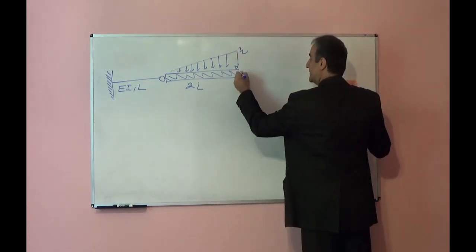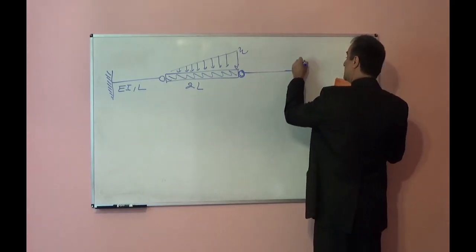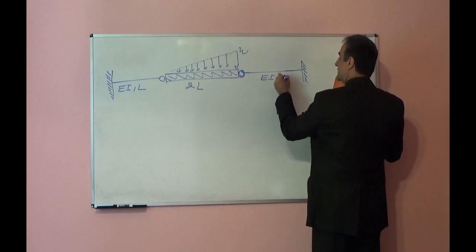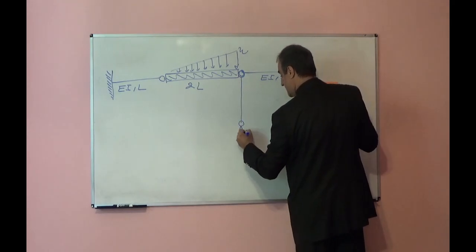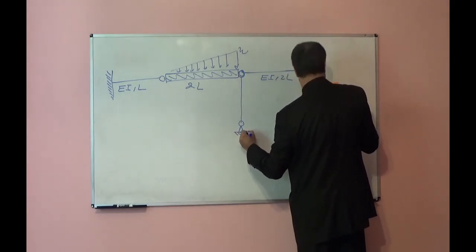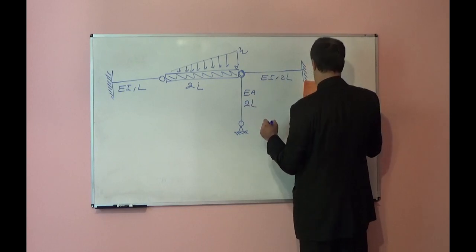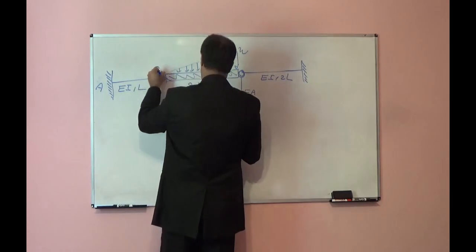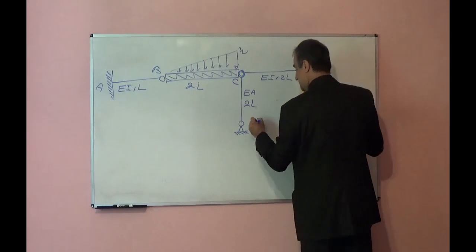Here we have one hinge. Again, a cantilever part, EI, 2L. Here we have one member in the axial direction, one column only, EA. The length is 2L. So, joints A, B, C, D, E.